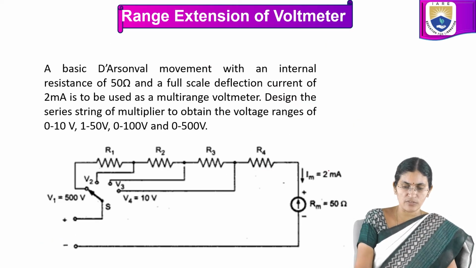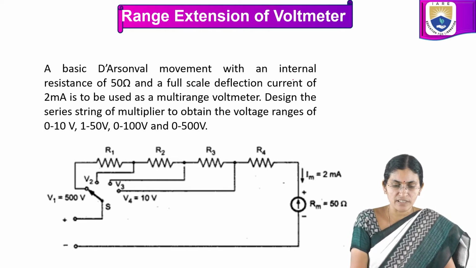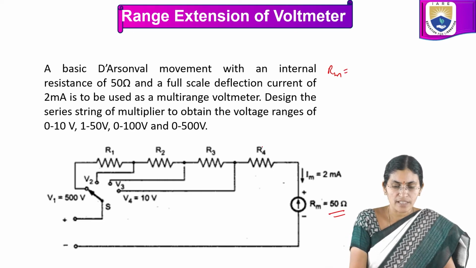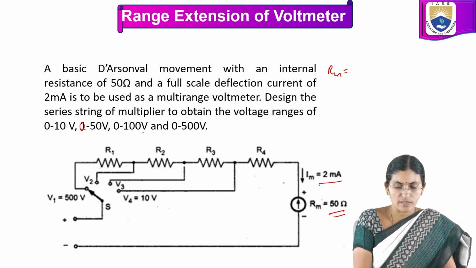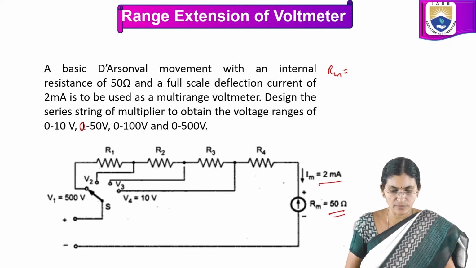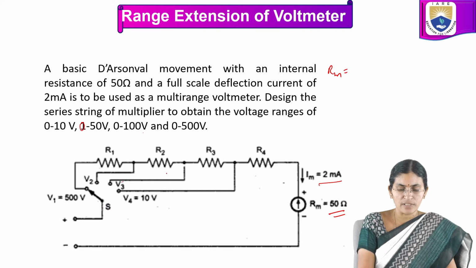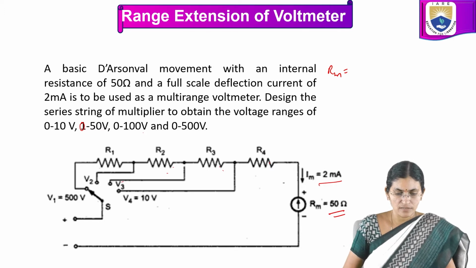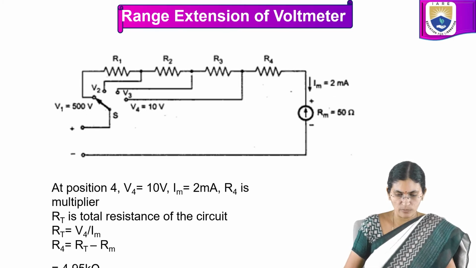Let us solve one example based on this. A basic D'Arsonval movement with an internal resistance of 50 ohms, so Rm is equal to 50 ohms, and a full scale deflection current of 2 milliamperes, so Im is equal to 2 milliamperes, is to be used as a multi-range voltmeter. Design the series string of multipliers to obtain voltage ranges of 0 to 10, 0 to 50, 0 to 100 volts and 0 to 500 volts. So here these are the values of V1, V2, V3 and V4. So we have 4 different resistors R1, R2, R3 and R4 which need to be connected in series with the meter. By using the same equations we can solve this problem.